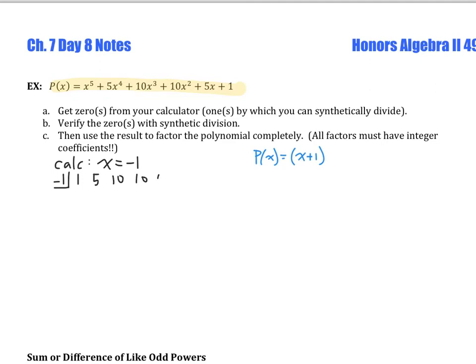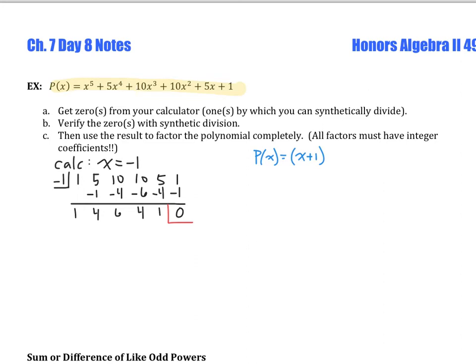1, 5, 10, 10, 5, and 1. Carrying this out, bring the 1 down, multiply to get -1, add to 4, multiply to -4, add to 6, multiply to -6, add to 4, multiply to -4, add to 1, and multiply to -1, and we get 0. So we verified -1 is in fact a 0, so therefore we can go ahead and say, all right, x plus 1 is our factor.